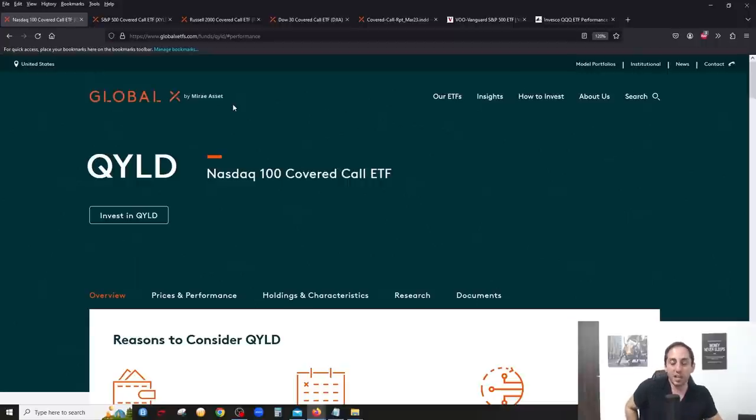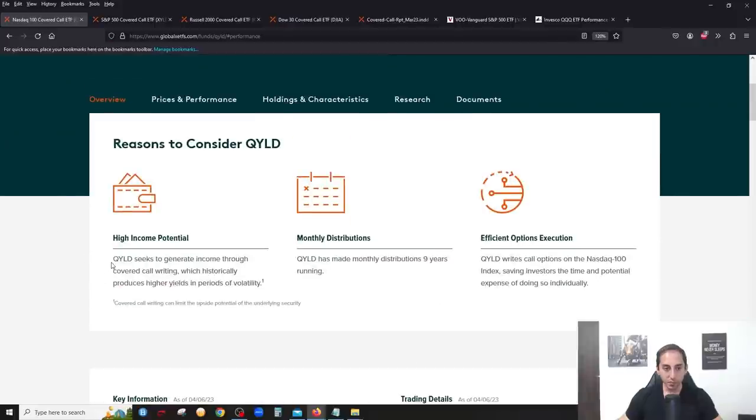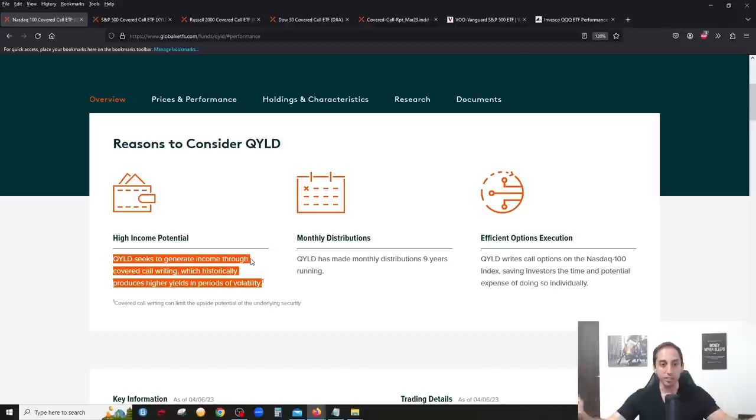So all four of them actually have the same complete strategy. They are all covered call ETFs, and they write covered calls. Okay, you could see that here, seeks to generate income through covered call writing, which historically produces higher yields in periods of volatility. That's common language for all covered call ETFs.